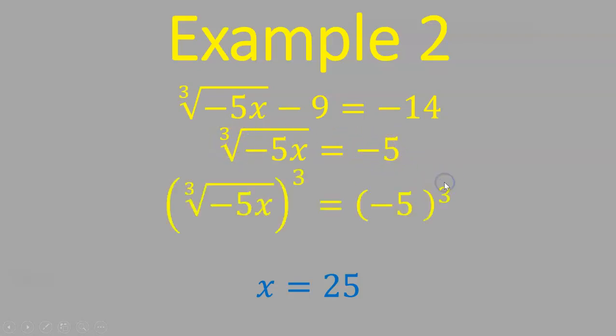We'll raise both sides to the third power. Okay, and when we do that, it avoids the radical. Now it keeps the negative. Negative 5 times itself 3 times is negative 125, and you can see now where the 25 comes from. Just divide by negative 5.